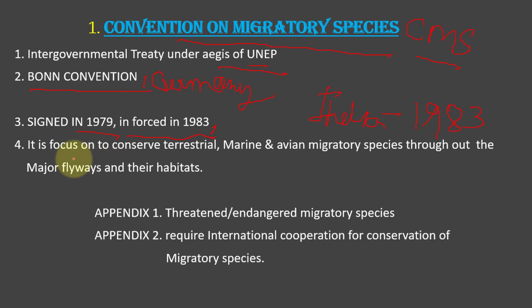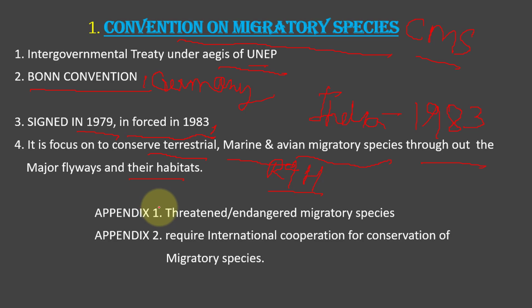Now, what is the focus of CMS, friend? It is focused on conserving terrestrial, marine, and avian migratory species throughout the major flyways and their habitats. So friend, आपको बस ये याद रखना है what is CMS और CMS है क्या, कन्वेंशन ऑफ माइग्रेटरी स्पीसीज है क्या. तो बस टेरेस्ट्रियल, मैरीन, एवियन माइग्रेटरी स्पीसीज फोकस करता है और इनके जो मेजर रूट्स हैं और प्लस हैबिटेट्स जहां पे माइग्रेटरी स्पीसीज सेटल डाउन होते हैं फॉर अ फ्यू टाइम पीरियड.